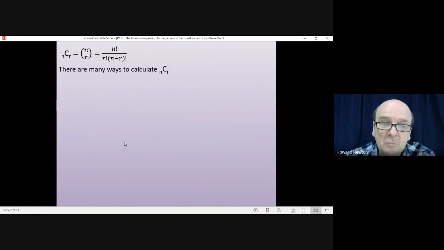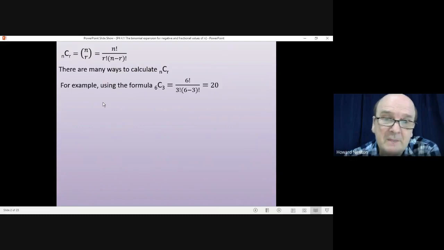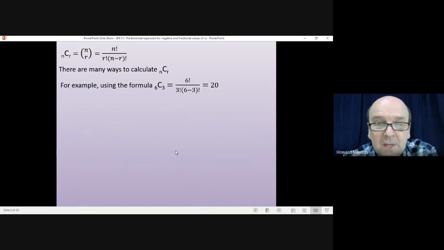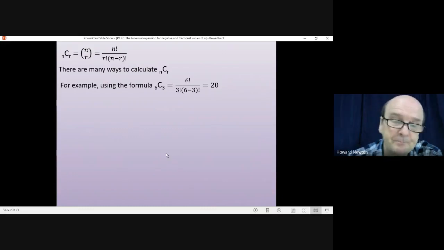There are a lot of different ways to calculate nCr. The first is the one we just said. So for example, if you were using the formula to work out the value of 6C3, then you'd have 6 factorial, n is 6, times by 3 factorial, r is 3, times by 6 minus 3 factorial. Now pop all of that into the calculator and you'll get 20 for the answer.